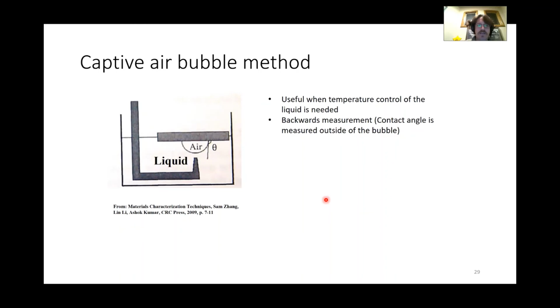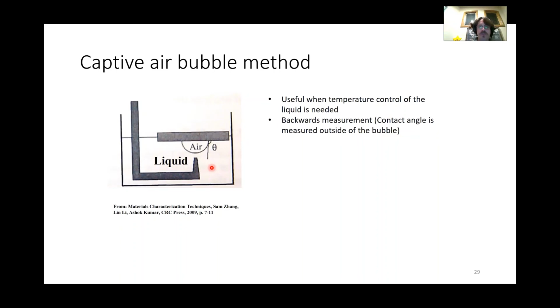Another method is the captive air bubble method. This is a crude representation of it, but you bubble in some air and you get an air bubble there. This is the only one where it looks like you're measuring the contact angle outside the bubble. But that's okay, because in this case it's flipped: your gas is inside and your liquid is on the outside. So you're still measuring your contact angle in the liquid, and we're not violating my rule that contact angle is always measured in the liquid.